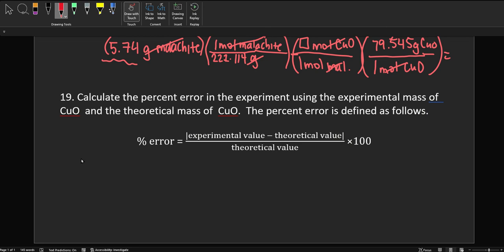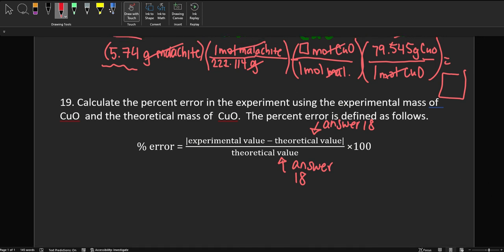But number 19 actually asks you to calculate the percent error of the experimental mass versus the theoretical mass. So what we just calculated, what you get here for this previous problem on the answer is your theoretical mass. So you are going to fill that in right there, theoretical, as well as there. So your answer from number 18 will go there. So yay, you got two things out of the way there.